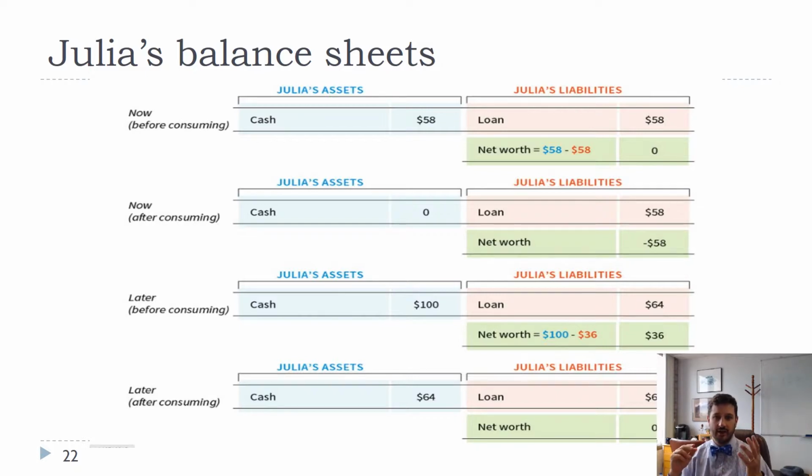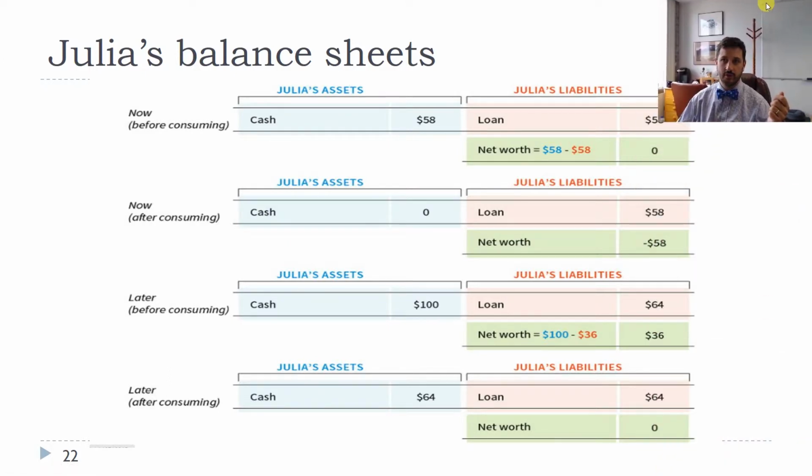So if she gets $100, right, and she owes $64, this is just another example, then her net worth is 100 minus 64, or 36. And if I move myself a little bit up here, we can see, after she consumes, if she consumes $36, then she still has 64, which she owes in the loan, and so her net worth is zero. So that's just an example.